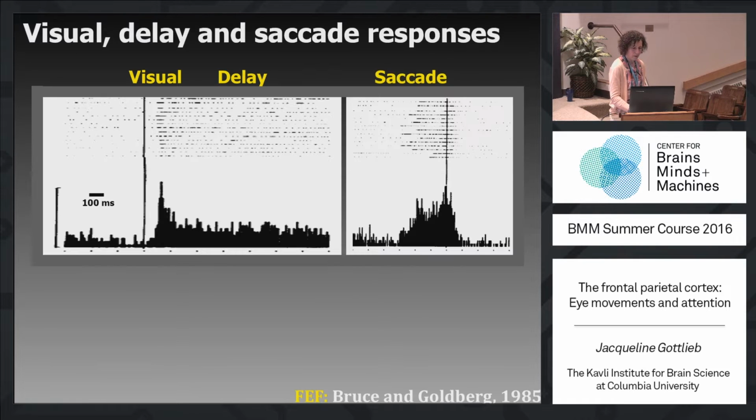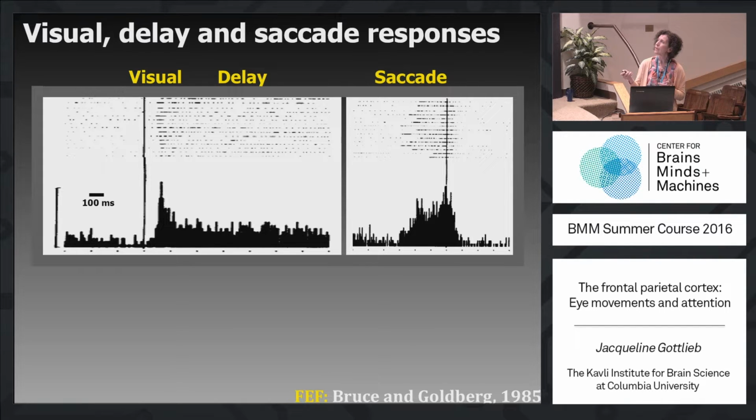Okay, so here's a typical response profile in these areas. This is from a very early study by Bruce and Goldberg, 1985. This was the study that actually defined the frontal eye field that has been studied ever since. And the typical response pattern is a fast visual transient. These can be pretty fast responses. In LIP, we can have latencies of 50 milliseconds. And then sustained activity.